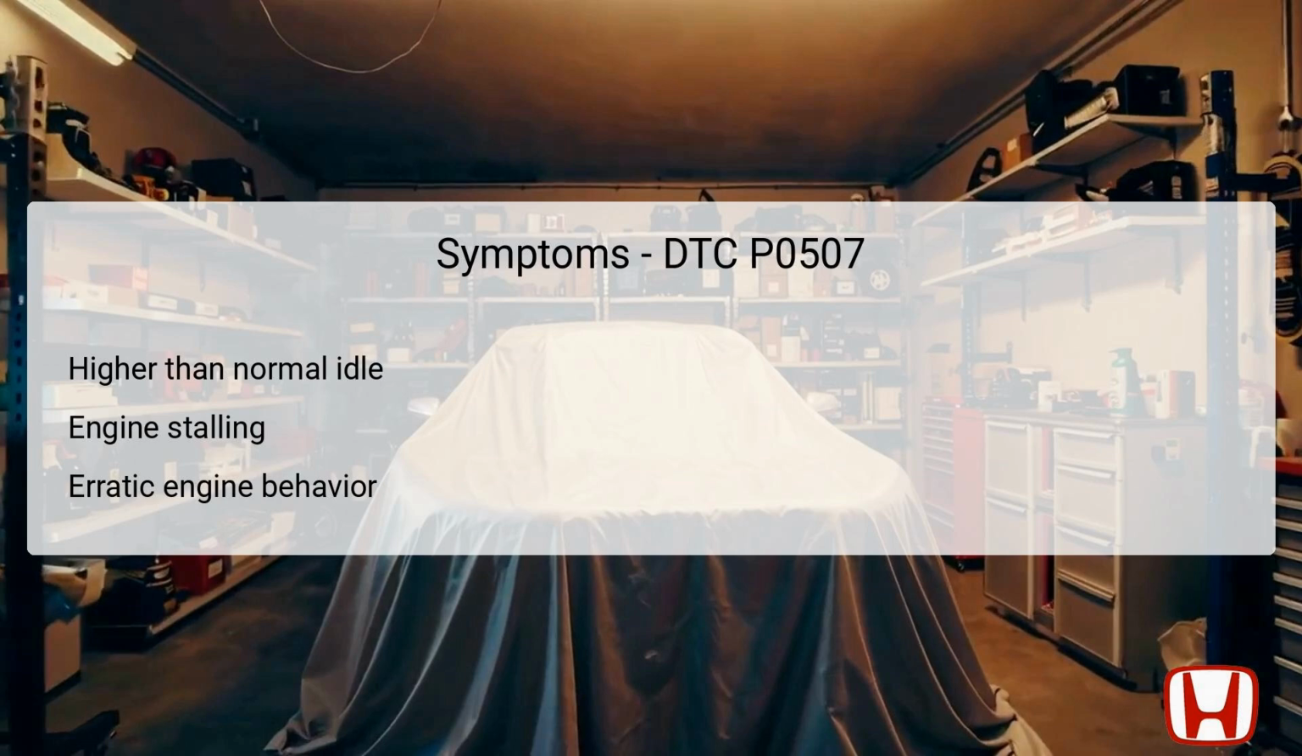When dealing with DTC P0507, drivers may notice several symptoms indicating malfunctioning idle control. One prominent symptom is an excessively high idle speed, which may be noticeable during stationary conditions and can lead to difficulty in controlling the vehicle at low speeds. Additionally, the engine may experience stalling, especially when transitioning from throttle input to idle, sometimes leading to challenges in maintaining consistent engine performance. Drivers may also observe erratic behavior, such as fluctuating RPM while the vehicle is stationary, suggesting issues within the idle control system.